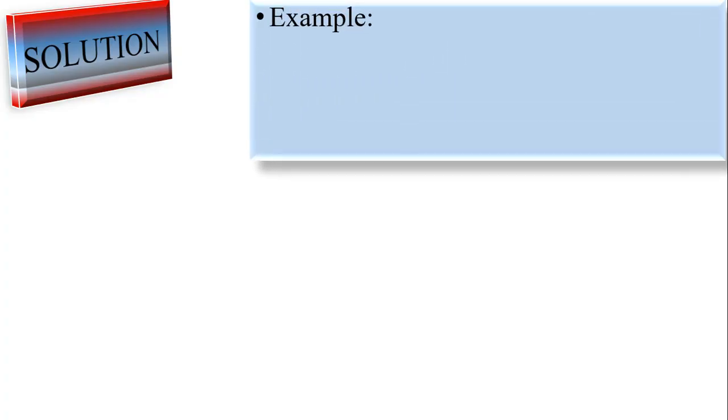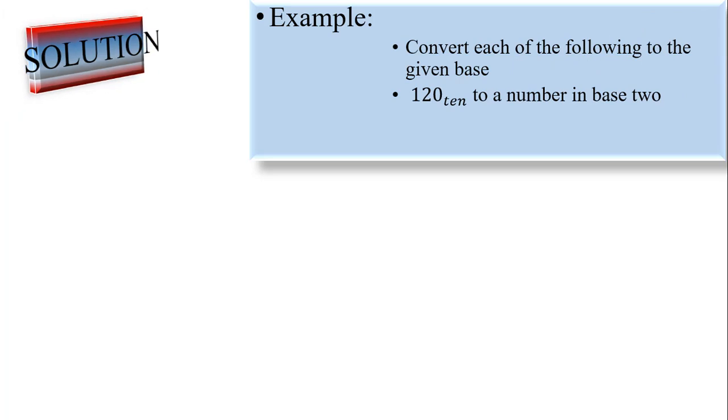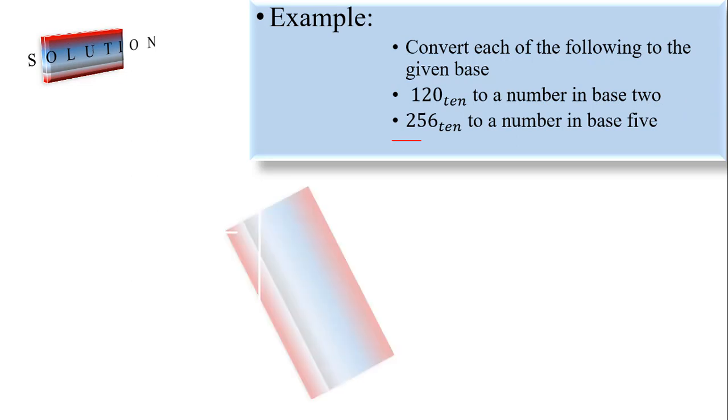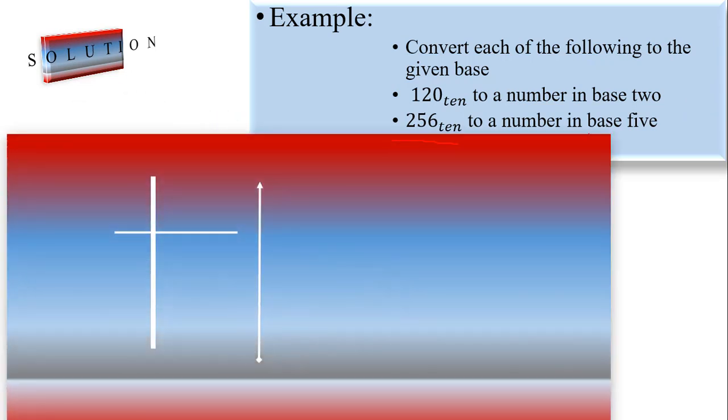So we have to convert 256 base 10 to a number in base 5. Same way. Our number is 256. The required base is 5. So I will use 5 to divide 256 repeatedly. So I'm having 256, and then I'm having the required base, which is 5.